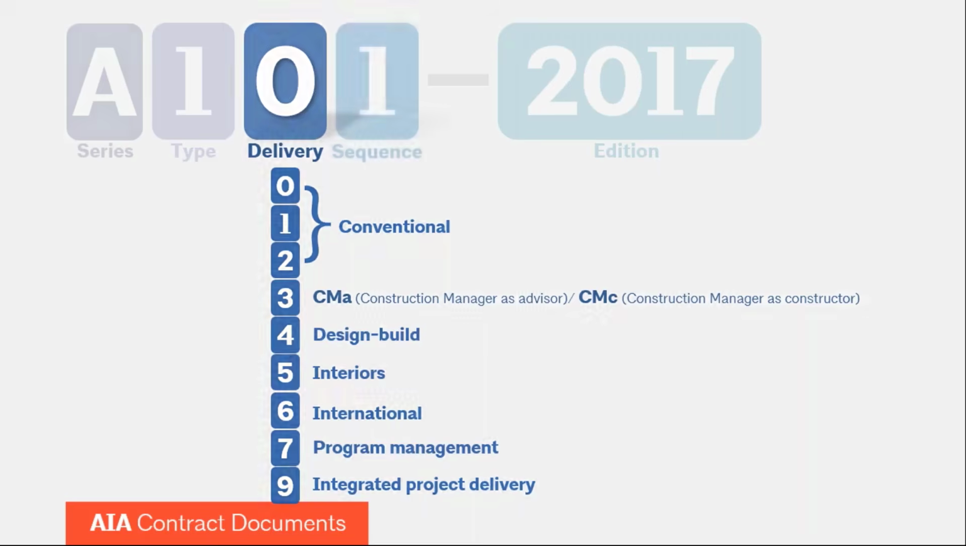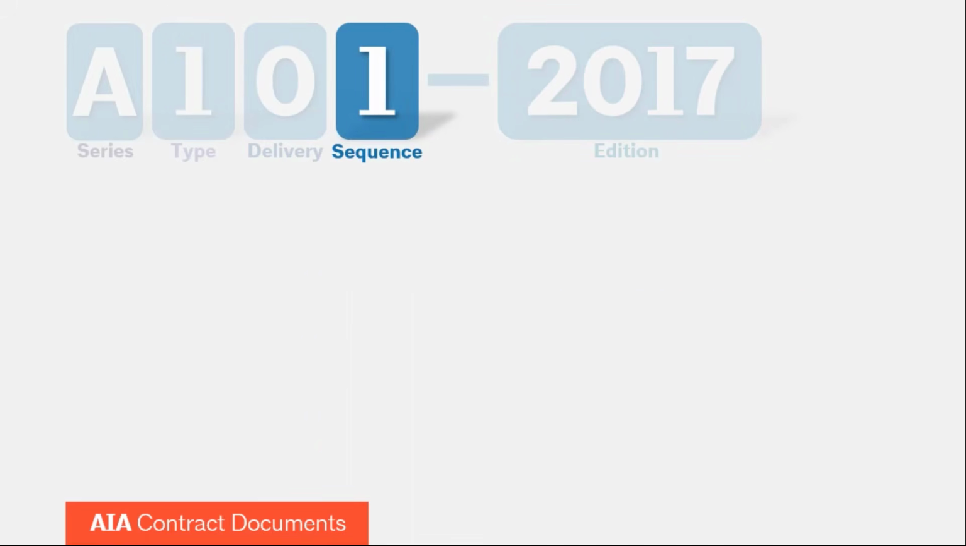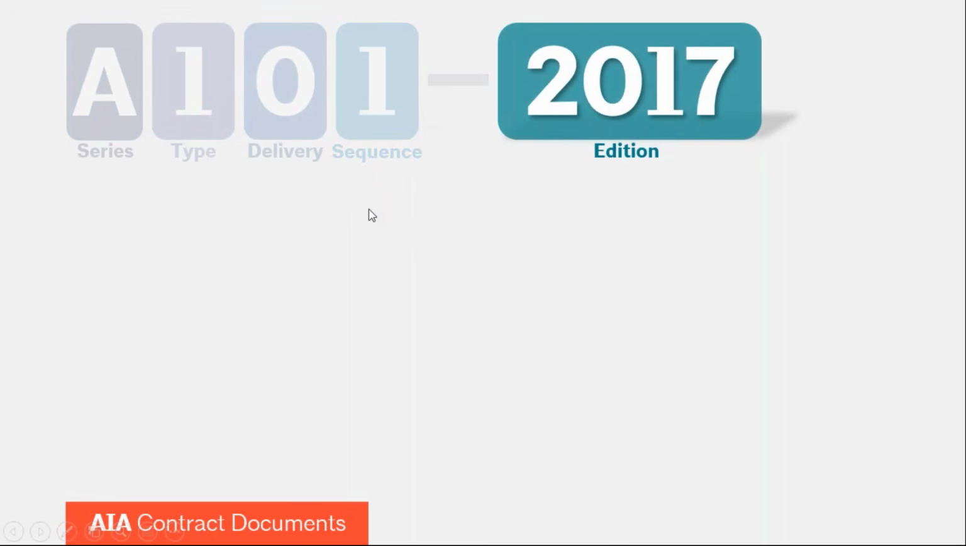Moving on to this next alphanumeric here, that's just your sequence. That number is going to change if you have multiple documents of the same series type and delivery. This is just an organizational or filing number here, just to make sure we don't have any documents with the exact same alphanumeric. Again, keep things organized. And then at the end here, you're going to have the edition. As I mentioned earlier, our documents are often revised every 10 years or so. So when they are, we'll publish that document with the updated edition year.